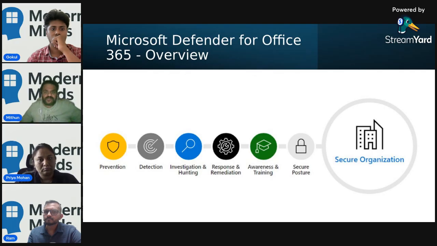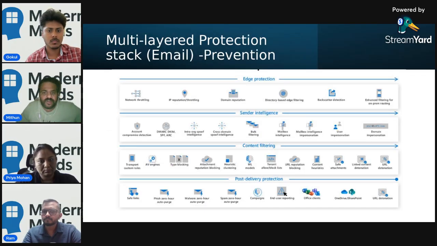So these are all the five pillars. I just wanted to move the slide quickly. So this is the five pillars with respect to MDO. One is prevention, detection, investigation, response and remediation, and user awareness training. Right. So now let us take a deep look into prevention capabilities.